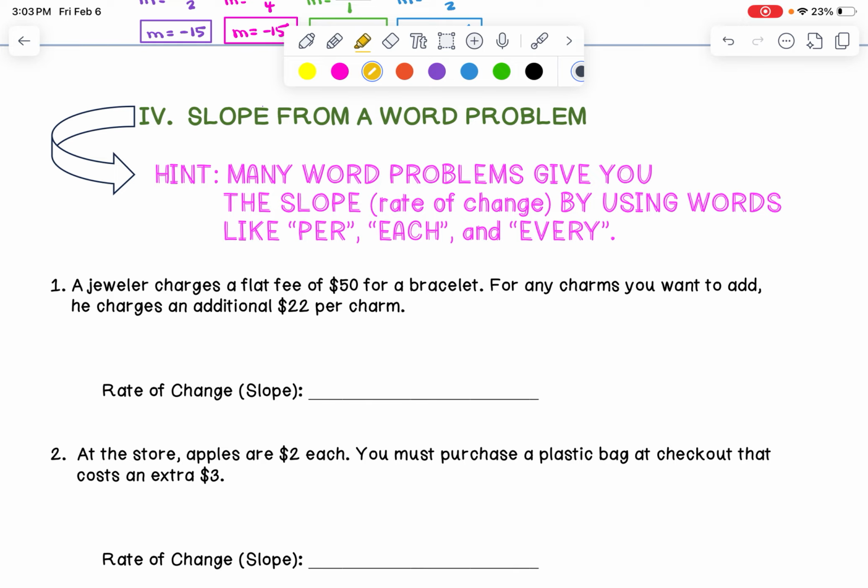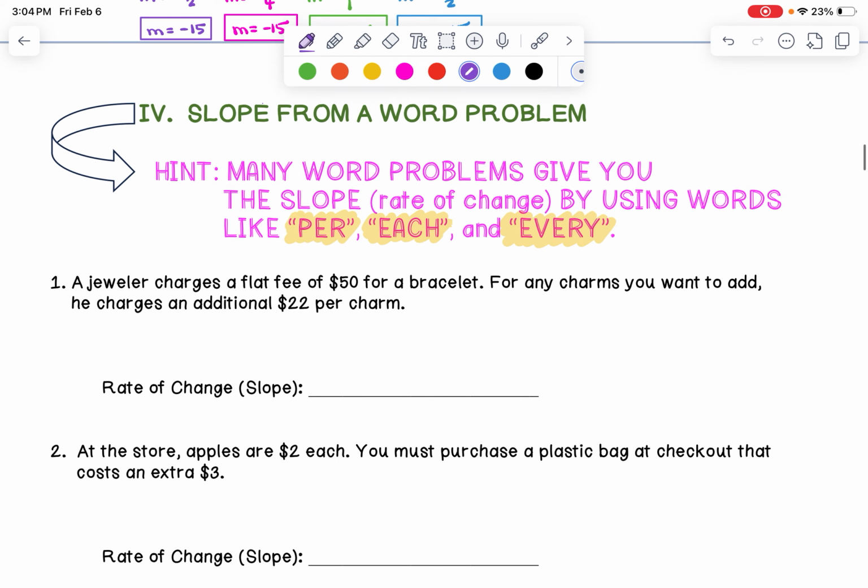So our fourth and final way to find slope is in word problems. Now, I'm not saying every single word problem is going to provide you with the slope, because it's not. But if you are provided with the slope, then you're probably going to see words like per, each, and every. Okay, because these are unit rate words, right? So like if I have a job and I make $20 per hour, $20 each hour, $20 every hour, right? Those words are giving us rates, and that's exactly what slope is, right? It's a rate of change.